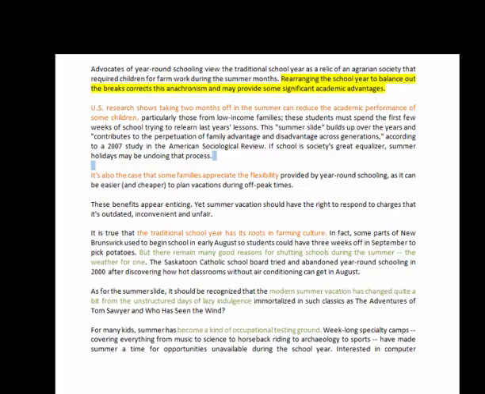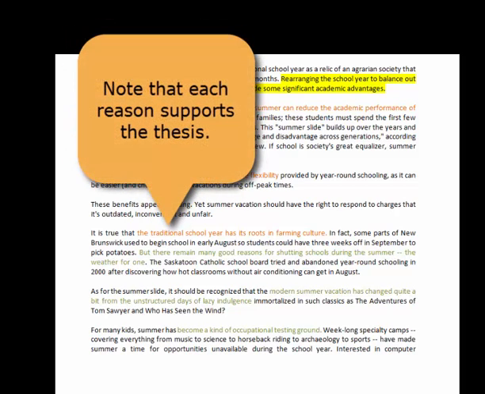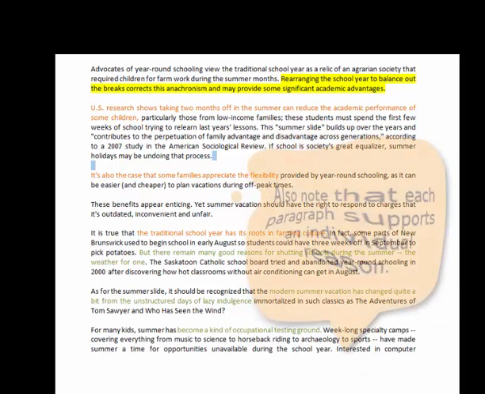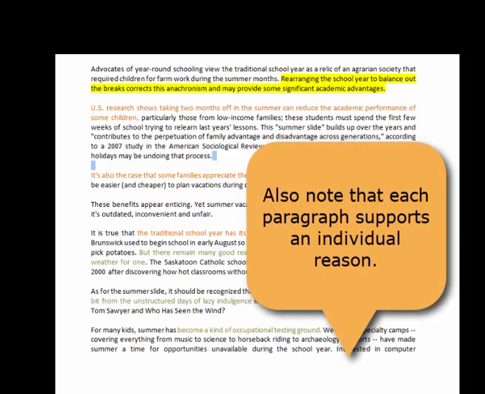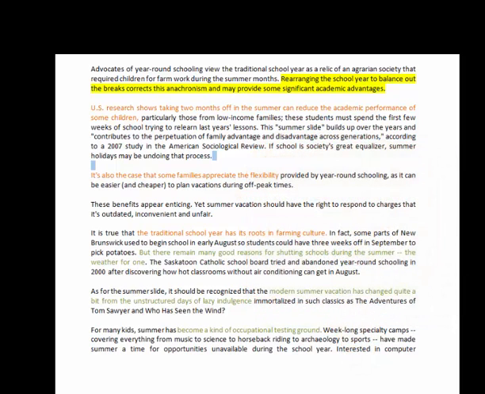One possible reason why: U.S. research shows that taking 2 months off in the summer can reduce the academic performance of some children. The rest of that paragraph explains. The paragraph after that, it's also the case that some families appreciate the flexibility. Yet another idea that will be fully supported. The final idea for this particular side of the argument: the traditional school year has its roots in farming culture. The paragraph then goes on to explain how our culture has changed.